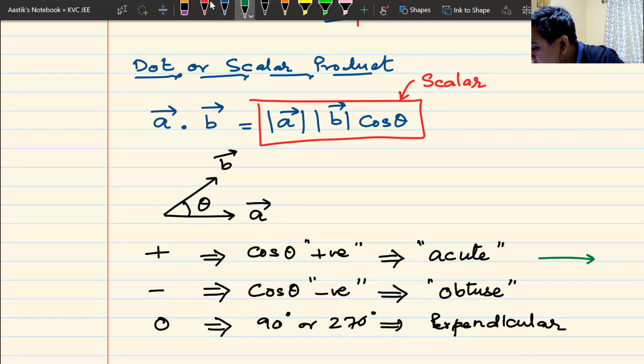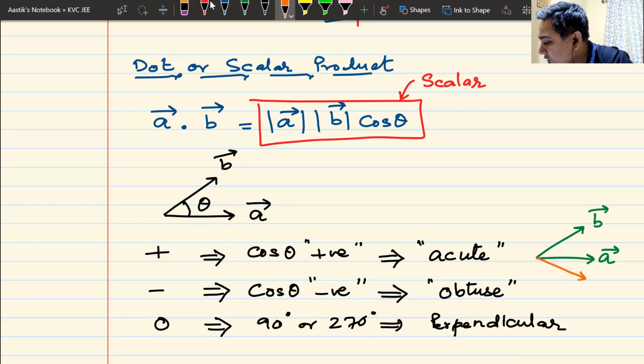Acute means one vector is like this and the other vector is like this, B vector here, or this B vector can also be here. So this is what I mean by acute angles. As you can see, it lies in the first quadrant or the fourth quadrant. If A is the x-axis, this one becomes the first quadrant and this one becomes the fourth quadrant. Cos theta is positive, scalar product is positive.